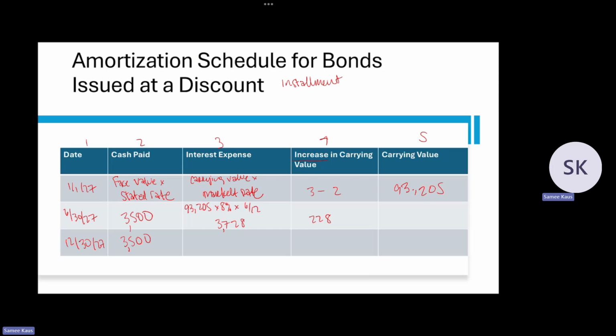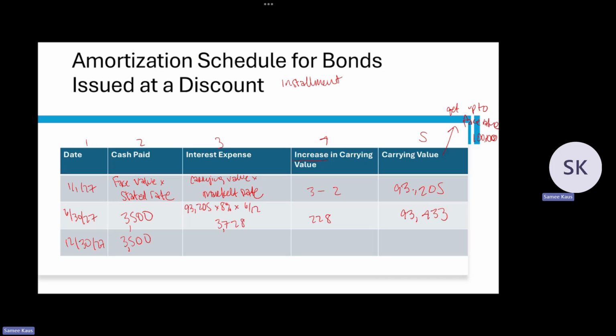What do I do with that? Well, now I need to add that to my carrying value because I'm trying to get this up to face value of 100,000. Okay, so I add my 228 and I'll get 93,433.